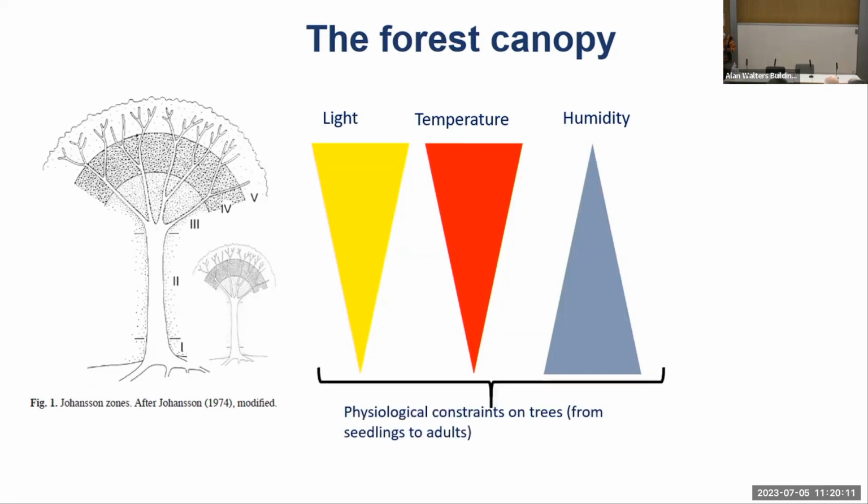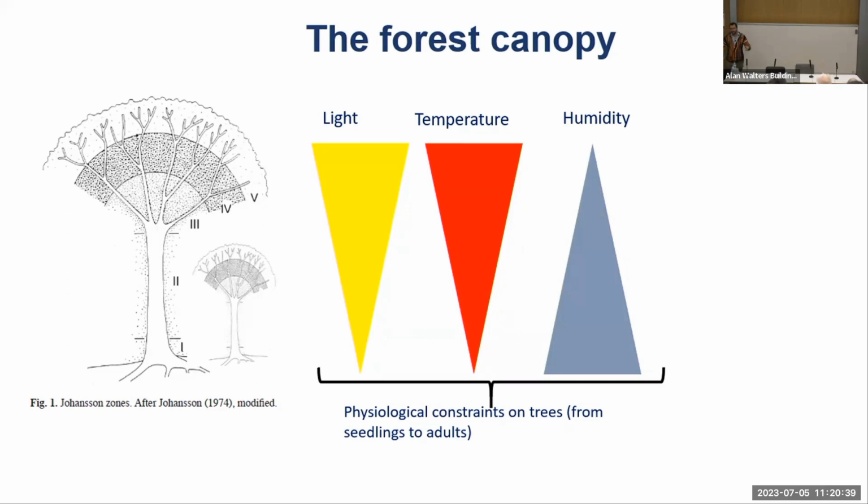These also pose very strong physiological constraints on the plants themselves, on the trees themselves. They might compete for light, temperature. Normally they don't compete, but they interact, and they might change their traits as well, and the physiology, as we already saw here. And obviously humidity has a very strong influence on these plants as well.